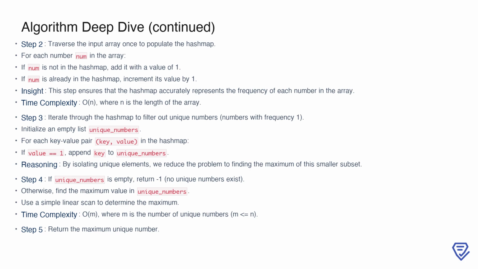If the list of unique numbers ends up being empty, we return -1 since it means there are no unique numbers in the array. Otherwise, we perform a simple linear scan of the list to find the maximum value, which is then returned as the result. The time complexity of this step is O(m), where m is the number of unique numbers, and since m is always less than or equal to n, the overall approach remains efficient.